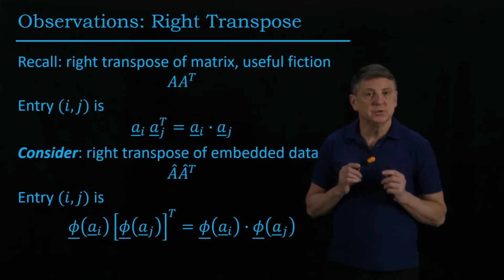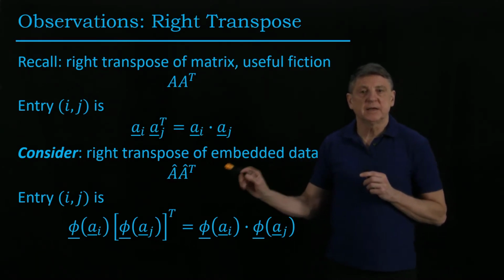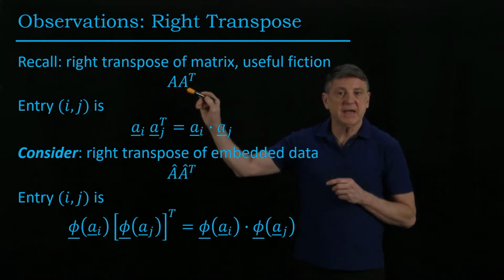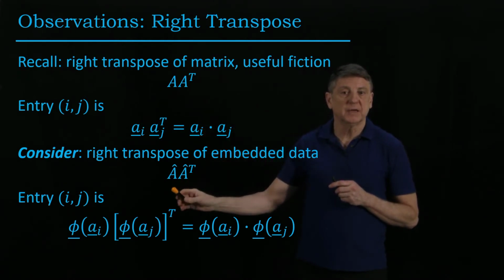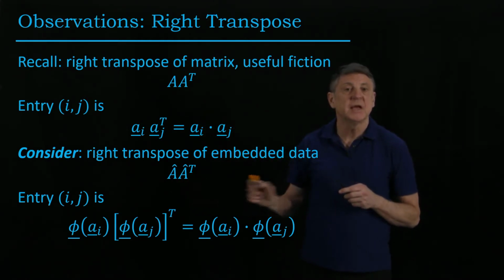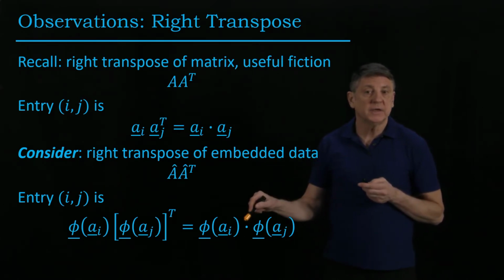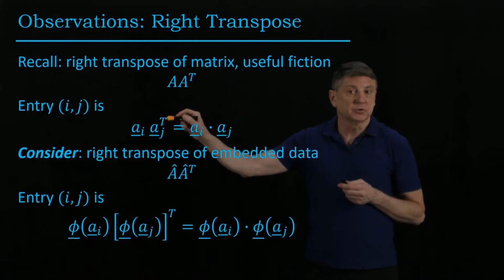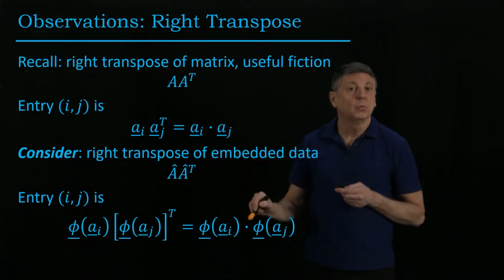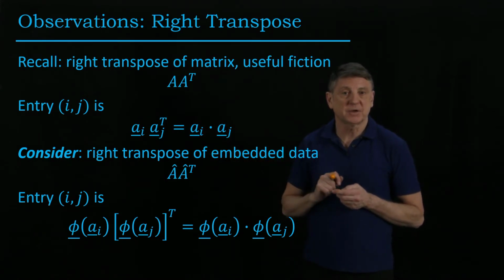So what we can observe from this is that when we're computing A transpose, or when we're computing A hat transpose, in either case, if we want to compute the entire matrix, what we end up doing is either transpositions, or we can also think of it as doing dot products.